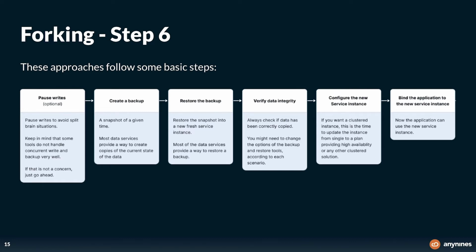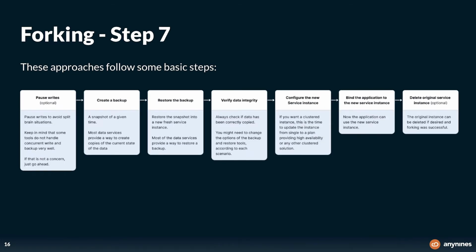With the service instance at the desired state, now it's time to bind the application to it. The clients can start using the new service instance at this point and forking is complete. At this point, it is expected that you have verified the data and that everything is correct, so if you wish so, you can delete the original service instance. We recommend leaving the service instance there for a period just to make sure everything is okay before deleting the original data. The most specific steps and the ones that require more attention at this point are backup and restore.